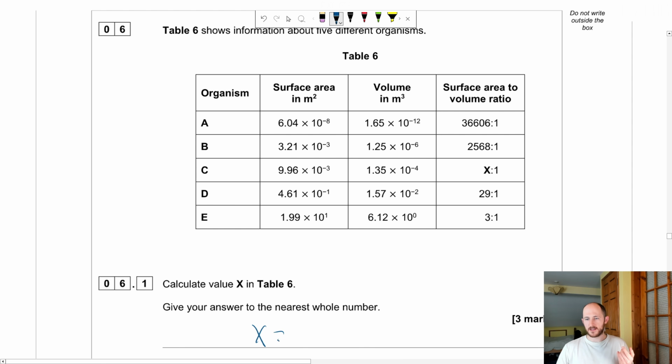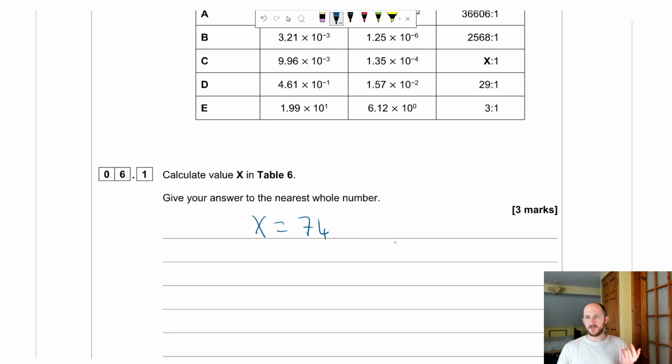So x equals 74. So if you'd like, you can write out the calculation you did just to make sure you get some method marks. But again, we have got the right value, so we are all good in the hood. Nice and easy. I really like the calculations in biology because they're not that long and they're worth a fair few marks. 3 marks for that is pretty good.